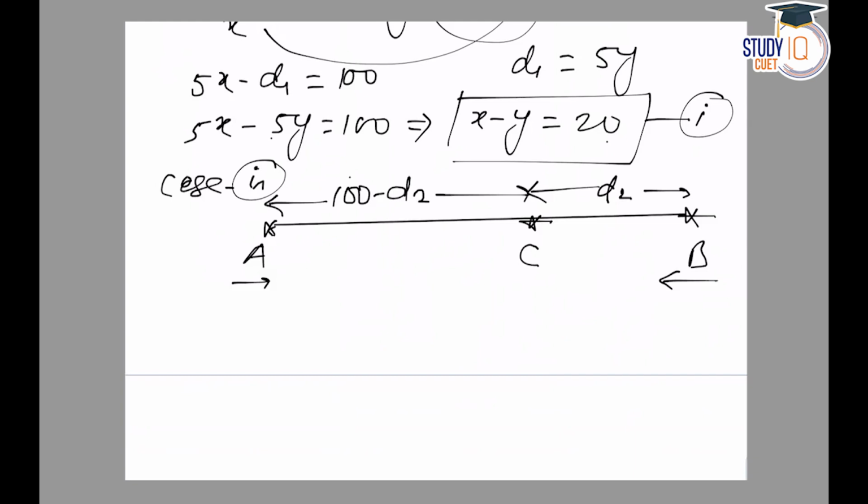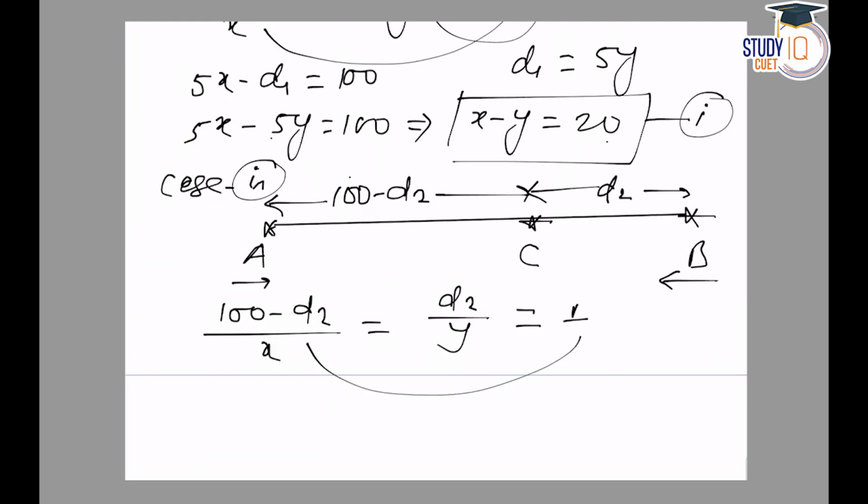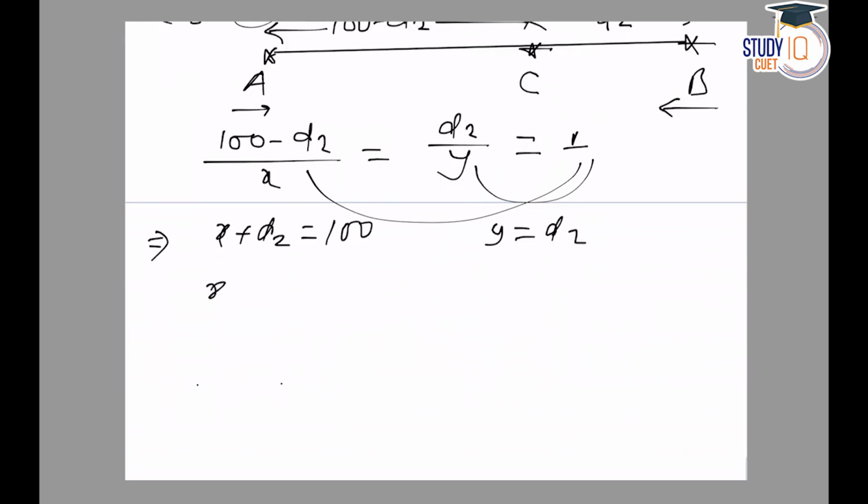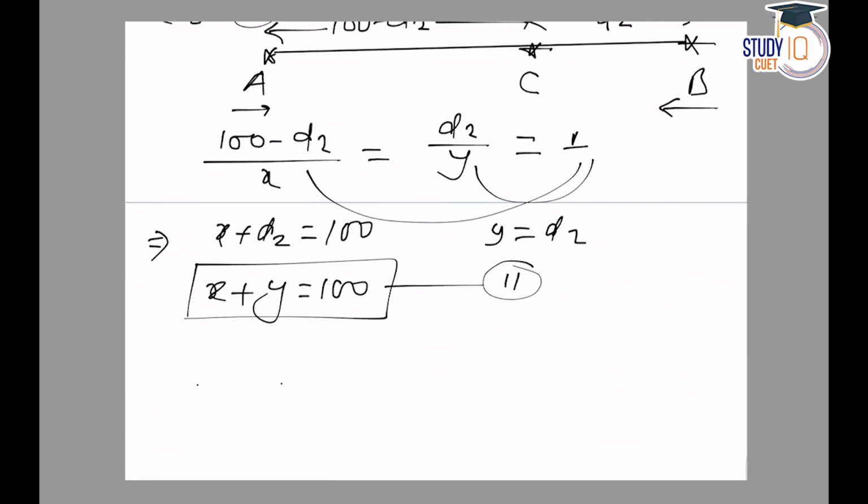So we can say that (100 minus d2) upon x equals d2 upon y equals 1. So from 1 and 3 we can say that x plus d2 equals 100, and from these two we get y equals d2, hence we get x plus y equals 100. That is equation 2.